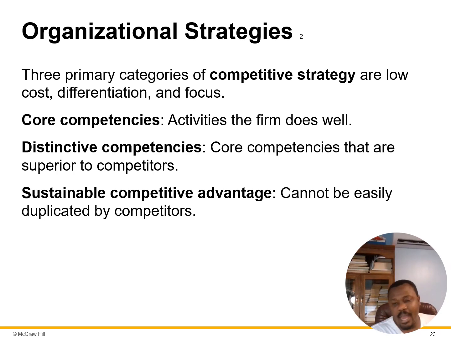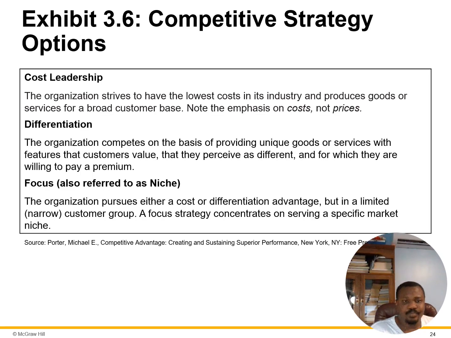And you see, like I said, Apple, it's difficult even sometimes for people to hack, sometimes even to track your IP address and what have you. It is difficult, right? So they are very serious when it comes to those things. So sustainable competitive advantage, it can be easily duplicated by competitors. So core competencies, distinctive competencies, sustainable competitive advantage, and these are very, very important, and that is it.